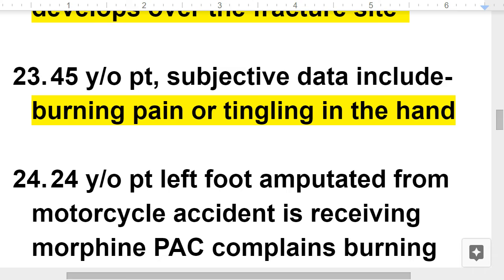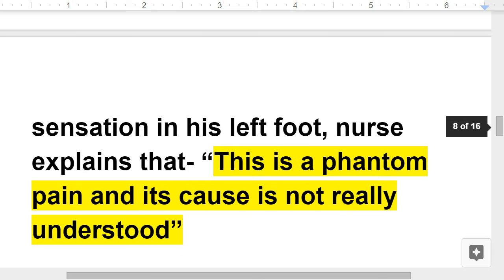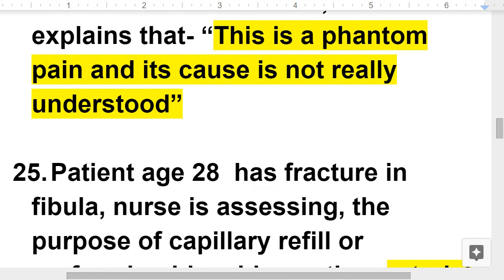45-year-old patient subjective data include burning pain or tingling in hand. So 24-year-old patient, left foot amputated from a motorcycle accident, is receiving morphine and complains of burning sensation in his left foot. The nurse explains that this is a phantom pain and its cause is not really understood.